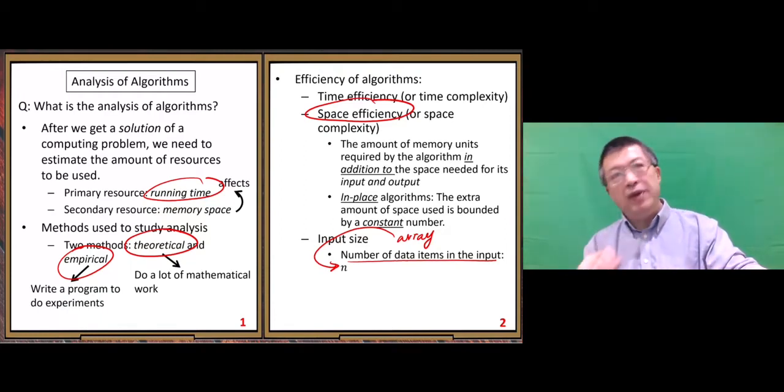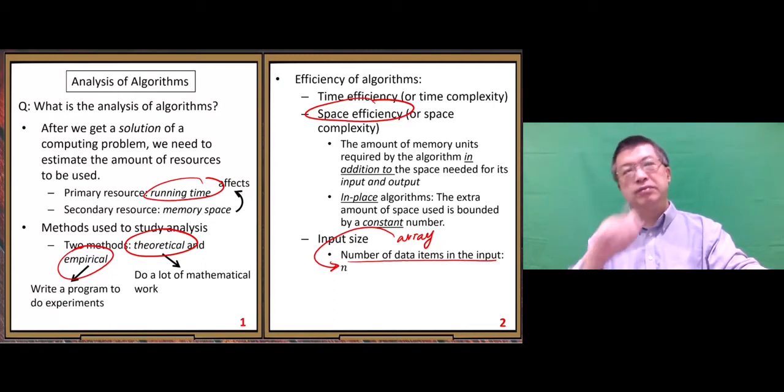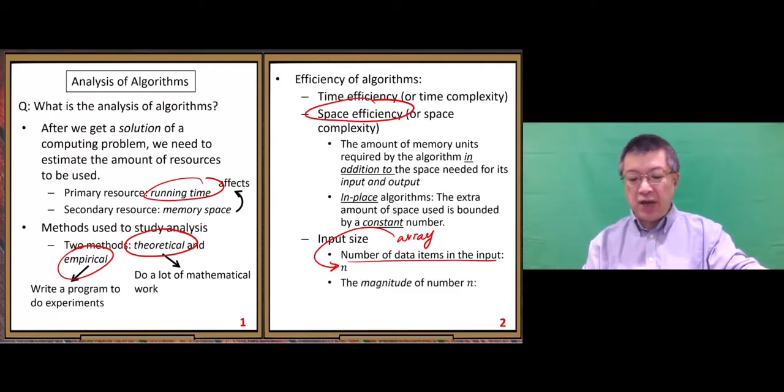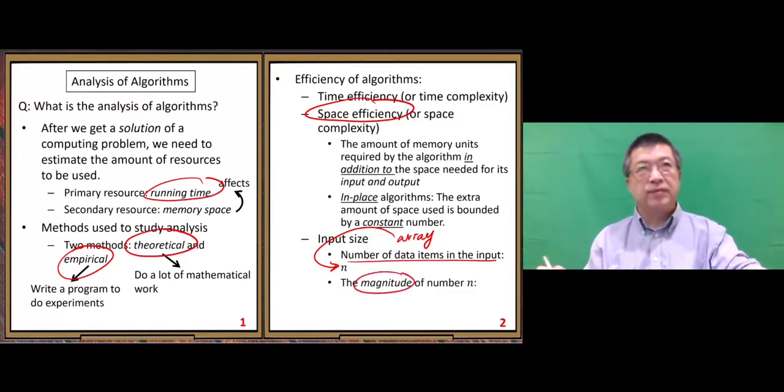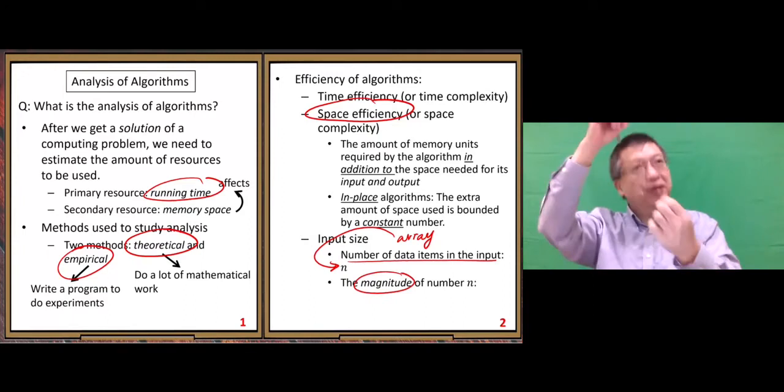But the second one has another meaning. We haven't seen that kind of question, but let's look at the meaning of the second type: the magnitude of a number. The value, the magnitude.